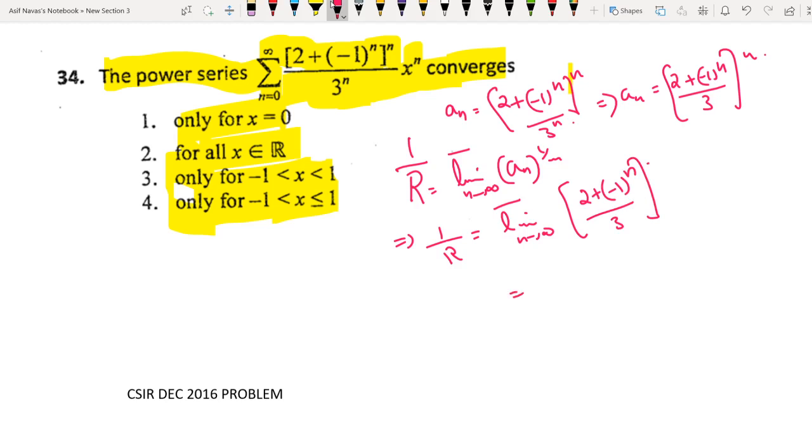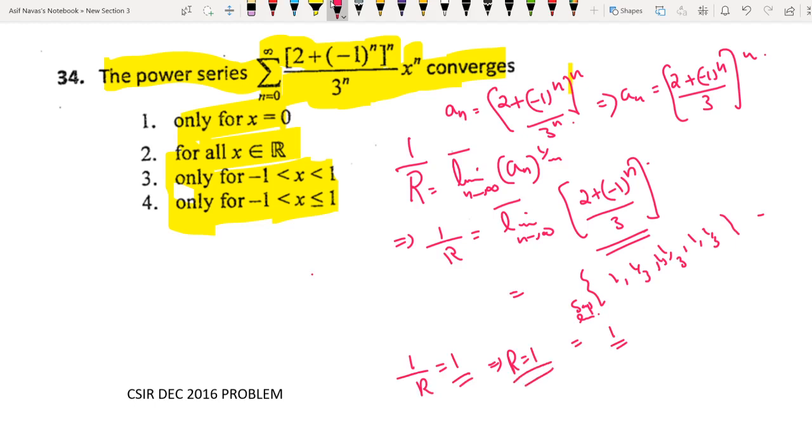So this sequence is something like, when n is even, that is n equal to 0, 1, n is odd, 1 by 3, 1, 1 by 3, 1, 1 by 3, etc. So what is the supremum? Limit sup is 1. So 1 by R equal to 1. Therefore R is equal to 1. Therefore it converges for mod x less than 1. Now we don't know what happens at the endpoint, so we can cancel out these two options.